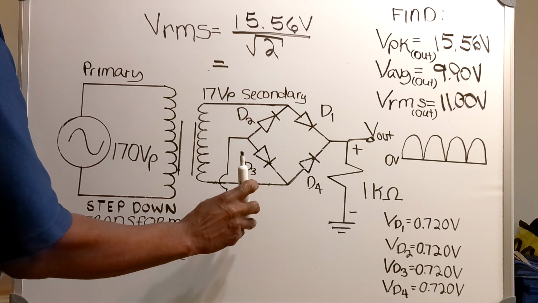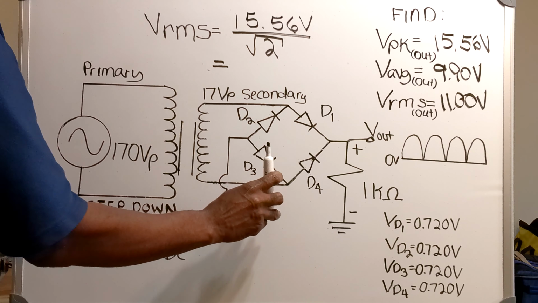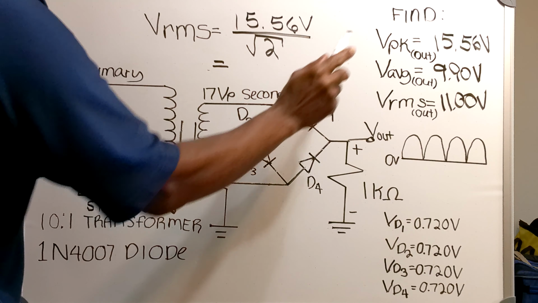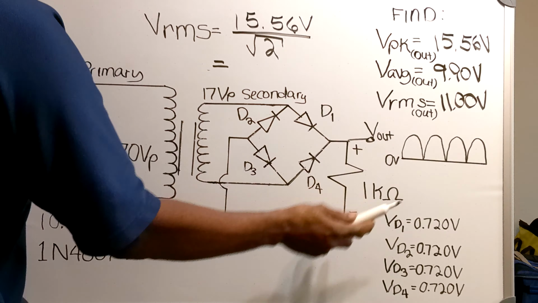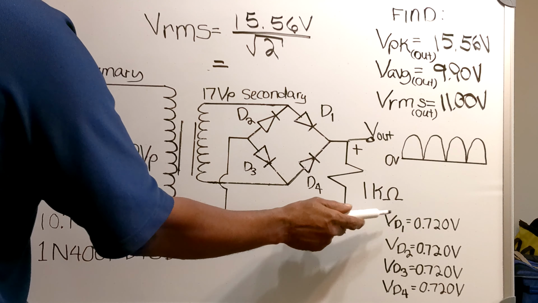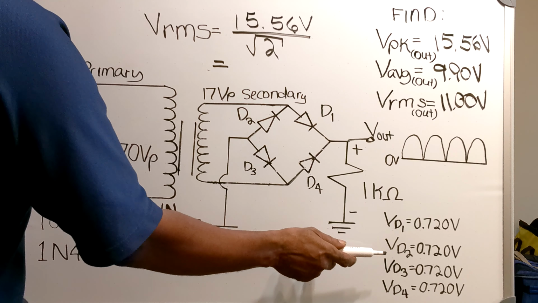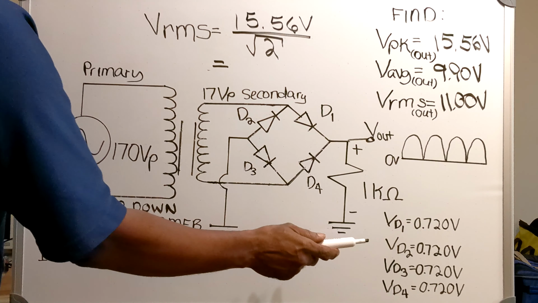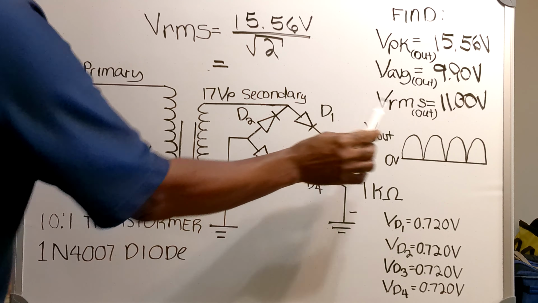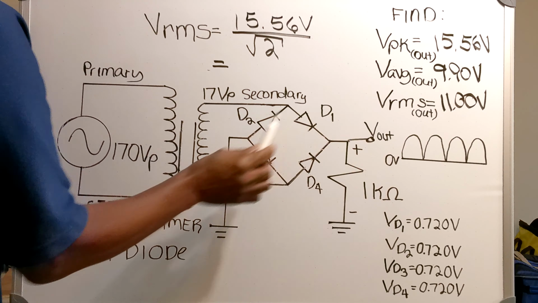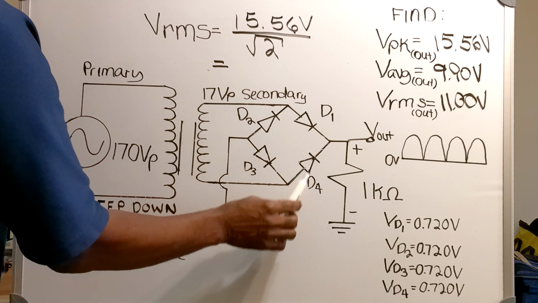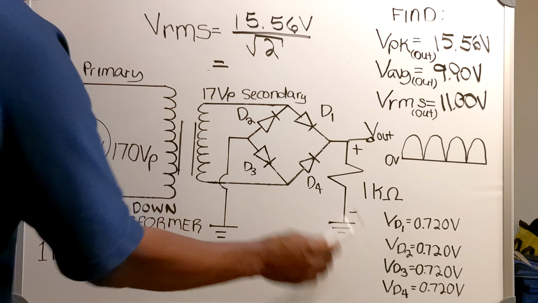This is why when you find the peak voltage, you have to add the voltage drops across the diodes. You add D1 and D3 on the positive alternation, and then you add D2 and D4 on the negative alternation.